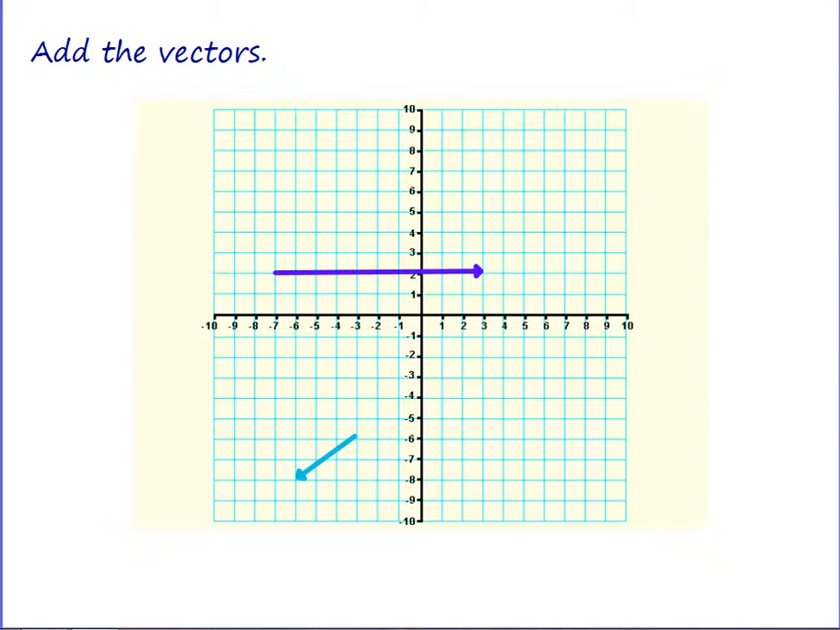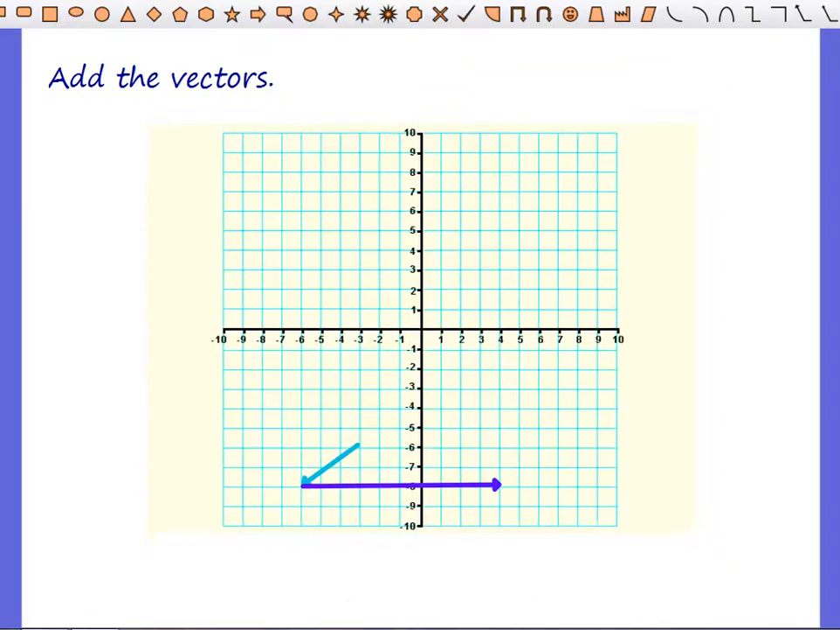So let's take a look at this one. When I add these two vectors, again, I need to move one of them so that one begins where the other one ends. Then when I'm looking for my resultant vector, I'm going to start at the beginning of my first vector and end at the end of my second vector. When I add these two vectors together, that final purple vector is my answer.